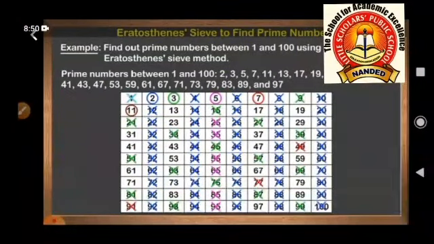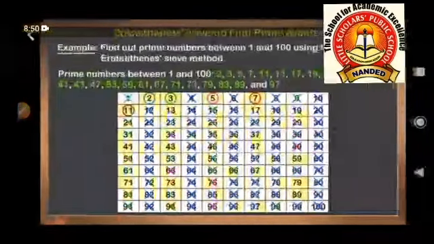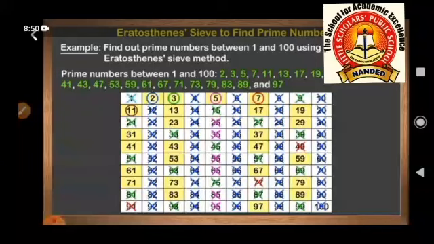1, which is neither prime nor composite. Then 2, 3, 5, 7, 11, 13, 17, 19, 23, 29, 31, 37, 41, 43, 47, 53, 59, 61, 67, 71, 73, 79, 83, 89, 97. These all are the prime numbers.